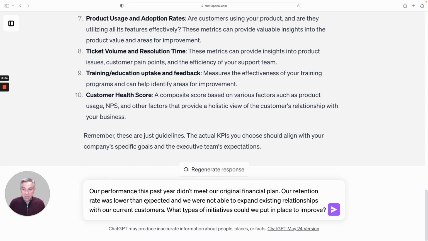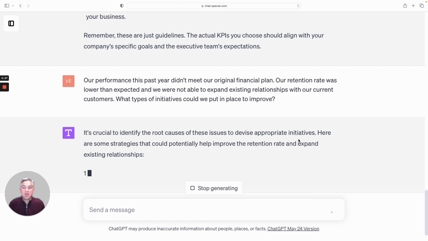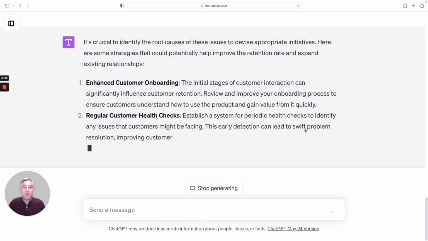And some of your businesses may have been struggling over the past year. So for example, you could put in a prompt that says our performance this past year didn't meet our original financial plan. Perhaps your retention rate was lower than expected and you weren't able to expand relationships with existing clients. And maybe ask what types of initiatives could you put in place to improve. And ChatGPT comes back with some ideas of initiatives that you might think about.